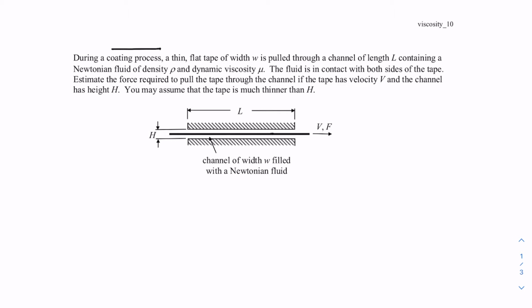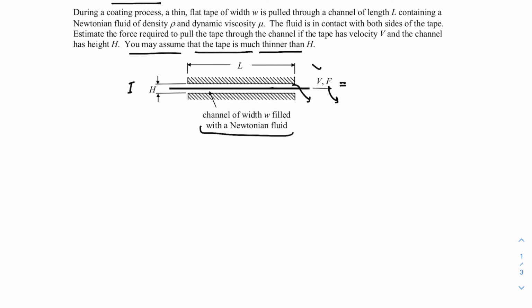While we are pulling this, because of the no slip boundary condition, again there are velocity gradients inside this small gap, and because of those gradients there is a viscous shear stress acting on this wire. So if you want to pull it out, you'll have to apply some force so that it comes out at a fixed velocity. Now here we are given the height of the channel, the width of the channel, the velocity at which we are pulling the wire, and we want to calculate F. So the assumption used here is that the tape is much thinner than H.